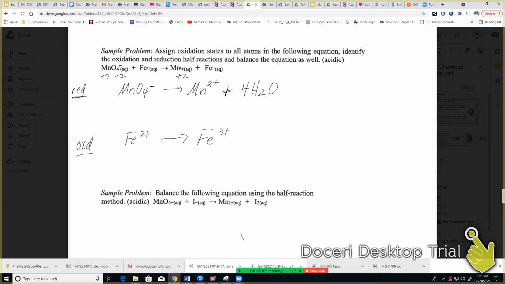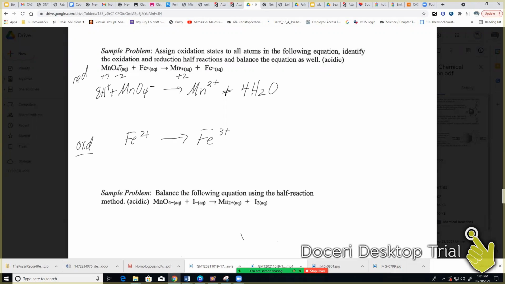Okay. Next step is I'm going to balance my hydrogen by adding H+. So I have 4 times 2, 8 hydrogen. So that means I need to put 8 H+ over here. All right. Are we all good so far? Yeah. All right. Now I want my charge to balance.